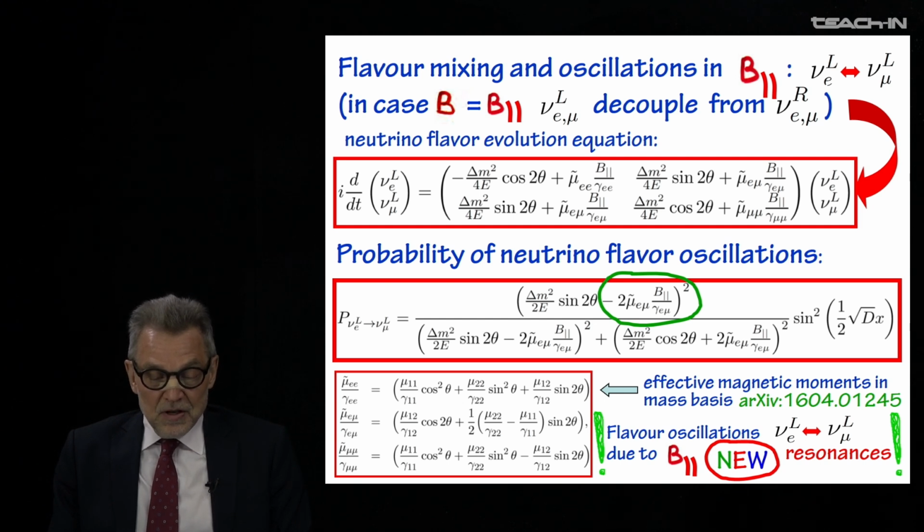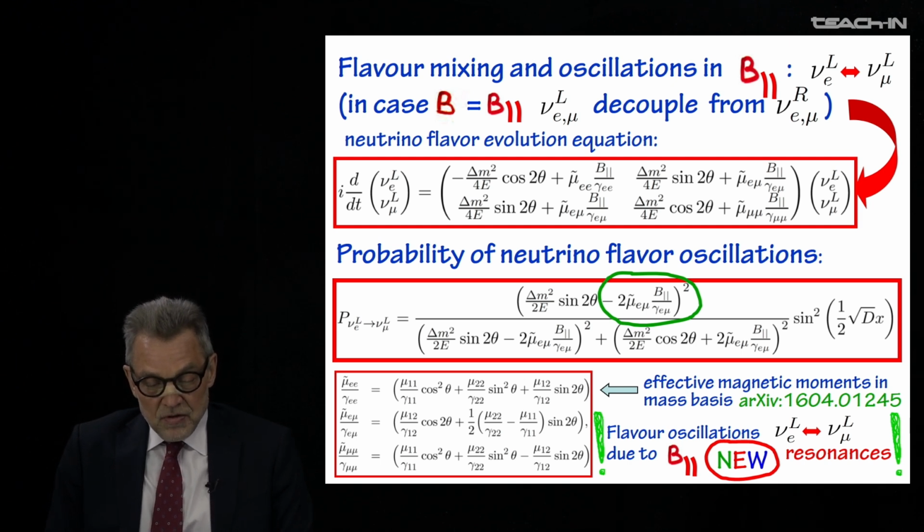The transition magnetic moment changes the spin orientation and induces spin-flavor oscillations, but the interaction of neutrinos with the longitudinal magnetic field modifies the initial flavor oscillations without change of spin state. And accounting for the effect of the longitudinal magnetic field provides new resonances in neutrino flavor oscillations due to this particular expression.